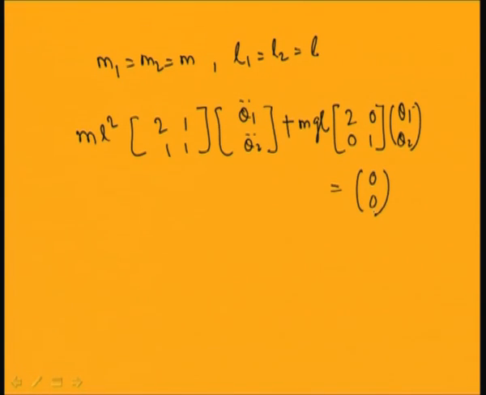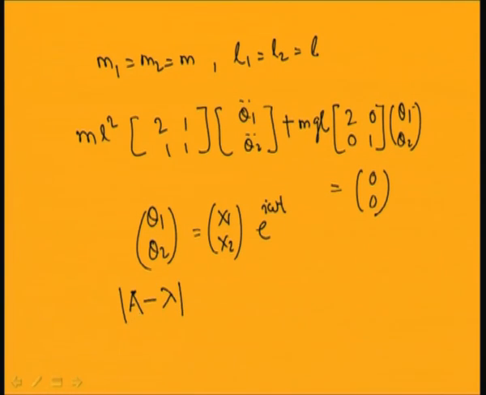Proceeding in the previous way, I can assume that theta 1, theta 2 equal to a1, a2 times e to the power i omega t. Let me write x1, x2 instead of a1, a2. So theta 1, theta 2 equal to x1, x2 times e to the power i omega t. If I substitute this in the equation, I will get (A minus lambda I) into x1, x2 equal to 0, 0.